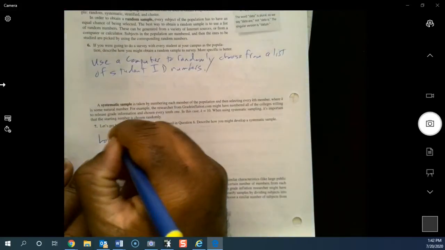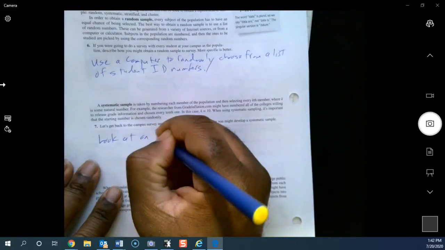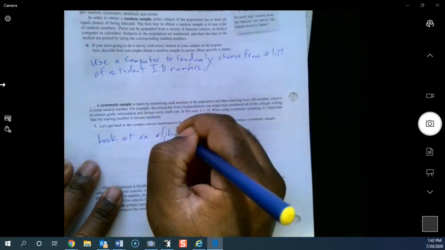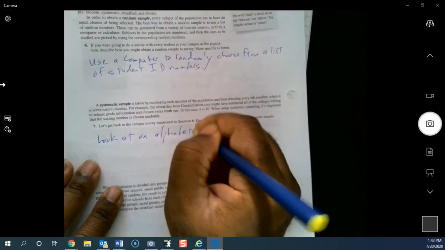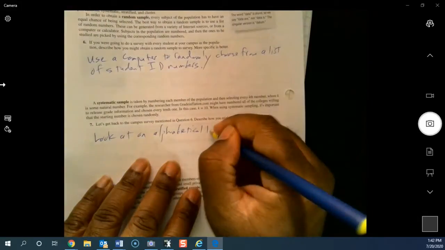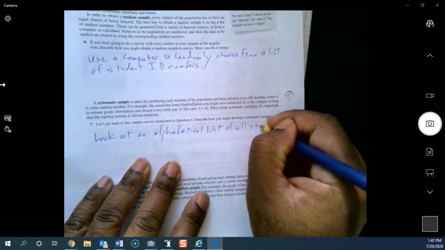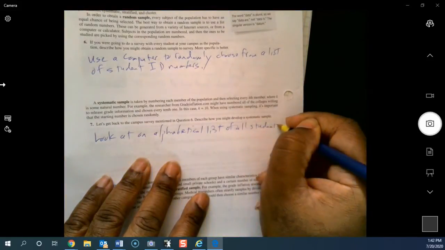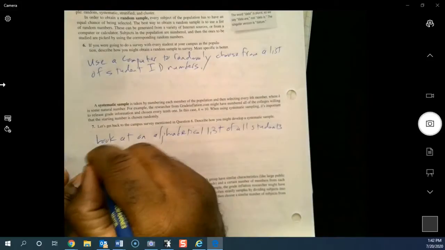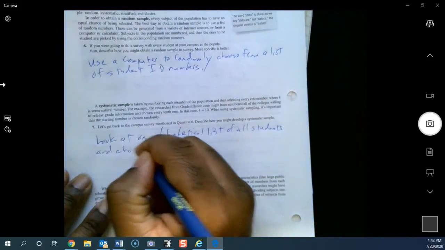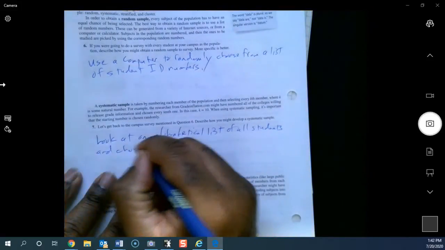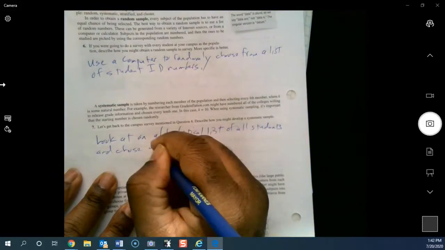We can look at an alphabetical list of all students and choose every 100th name.